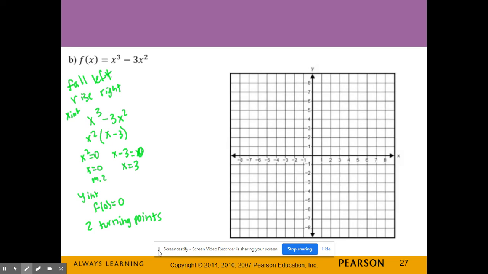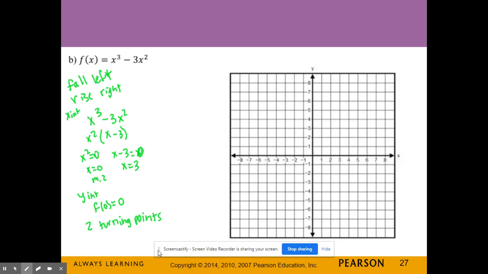So we know that it's going to fall to the left and rise to the right based on the degree and the coefficient. The x-intercepts, once I factored, I did GCF, then just set them equal to 0. And when x squared equals 0, you get x equals 0, but that has a multiplicity of 2. X equals 3 has no multiplicity, so it's considered odd. The y-intercept is substituting 0 in for both, you get 0. So the y-intercept is going to be 0, and this will turn twice.